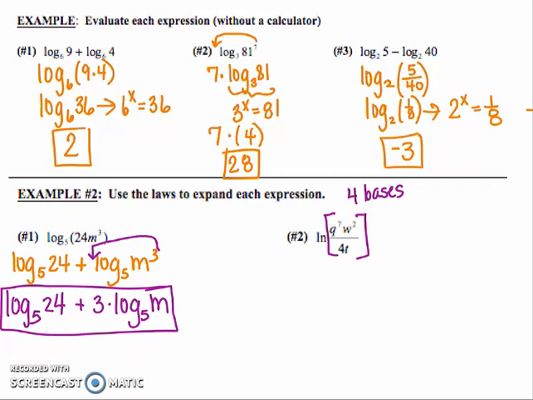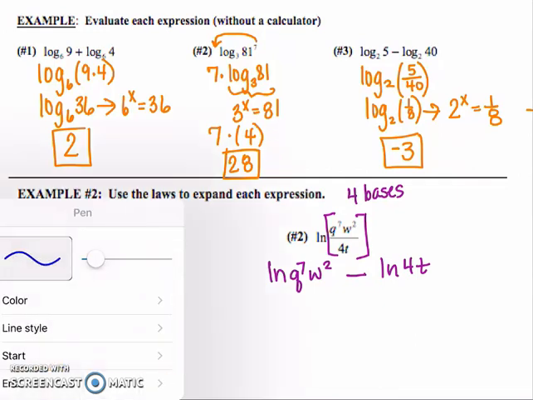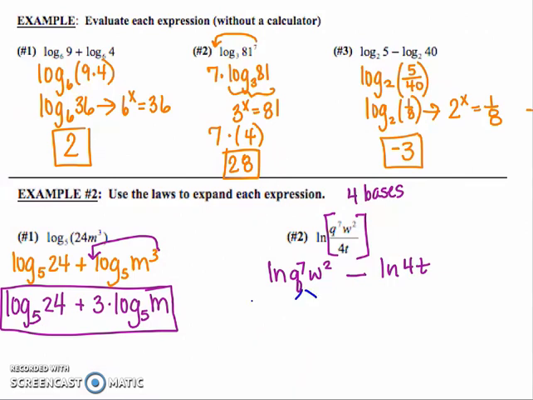So if I separate the top from the bottom, this is going to look like natural log of q to the 7th w squared minus natural log of 4t. But now I can take each one of those and I can split them apart. So this can expand to natural log of q to the 7th plus natural log of w squared. I still have this minus sign, so now I'm going to need parentheses because anything that I do after the minus sign needs to get subtracted. So then inside the parentheses I've got natural log of 4 plus natural log of t.